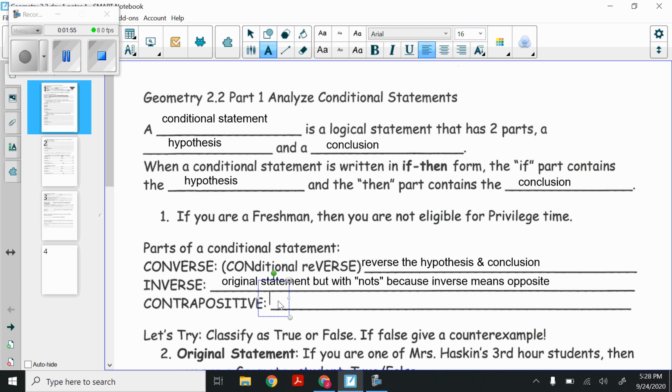Then we have the contrapositive. This is the converse or the reverse of the original. So this is the reverse of original, which just means that it's the original statement with nots.